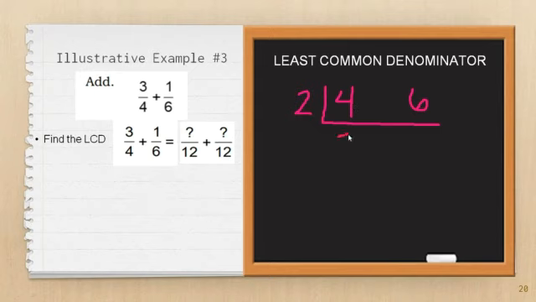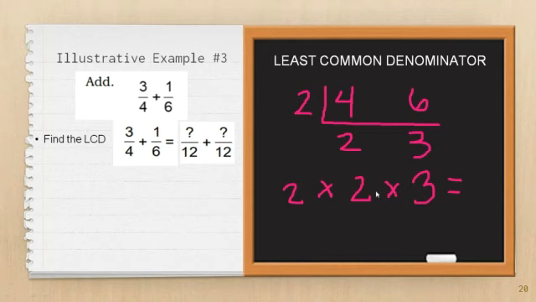So, 4 divided by 2, that's 2. 6 divided by 2, that's 3. Okay, so prime numbers na siya lahat. Okay, ibig sabihin, I have 2 times, ita-times ko lang siya sa lahat ng numbers na nasa labas, 2 times 2, and then times 3. So, ibig sabihin, I have 2 times 2, 4 times 3, that's 12.